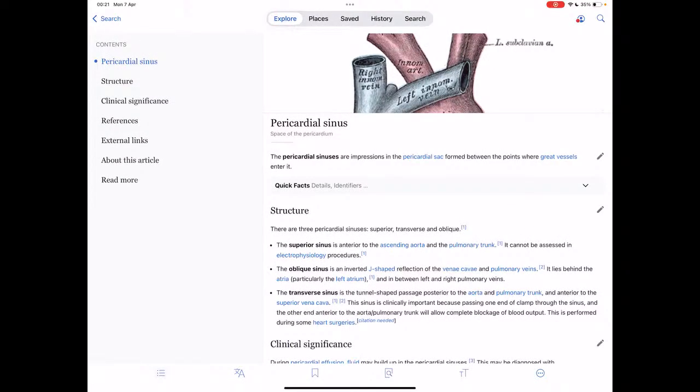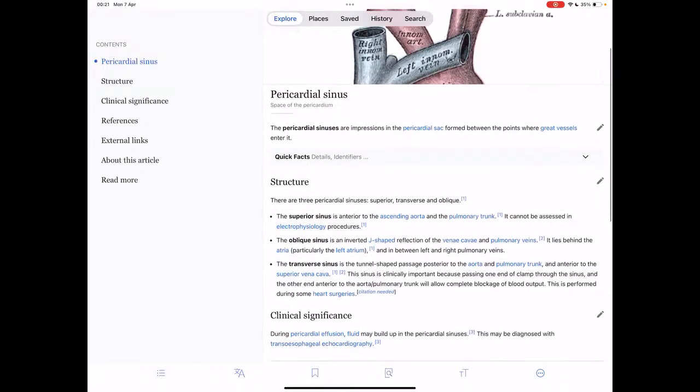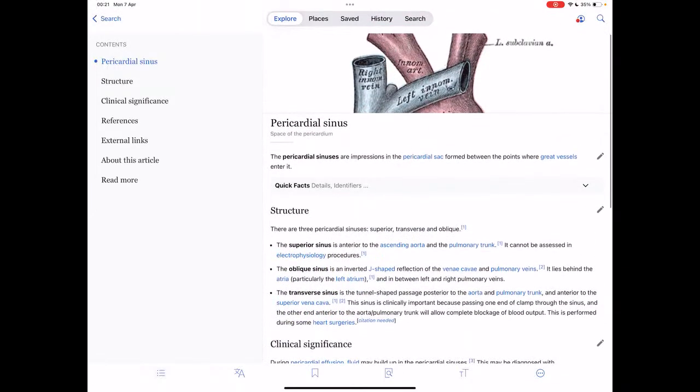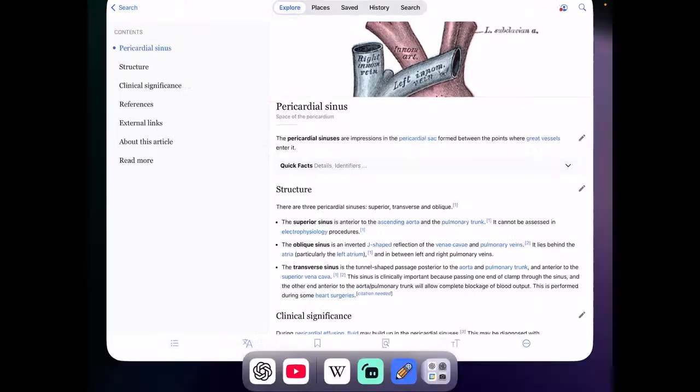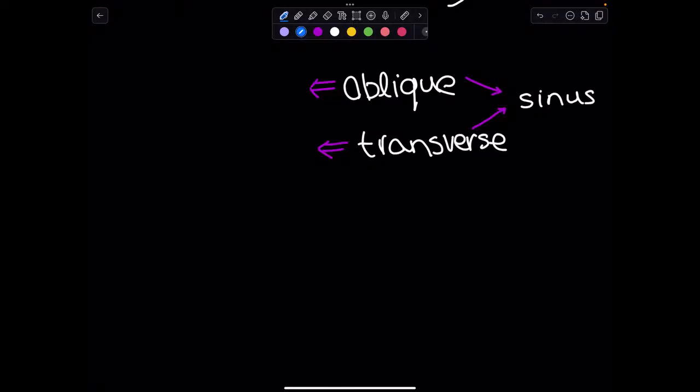So, the oblique sinus is an inverted J-shaped reflection of the vena cava. The transverse sinus is a tunnel-shaped passage. That's right. The oblique sinus is indeed like an inverted J, formed by the reflection around the vena cava and pulmonary veins. The transverse sinus, on the other hand, is like a tunnel between the outflow vessels of the heart. Both are important anatomical spaces for surgical access.